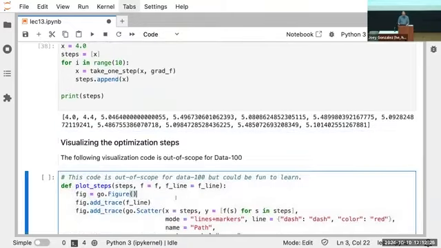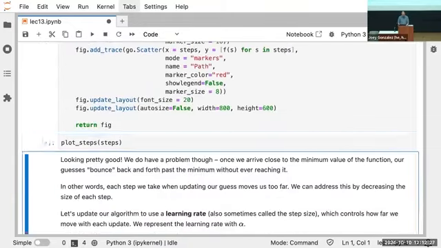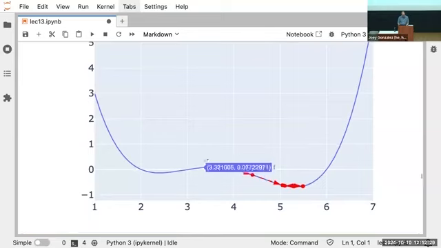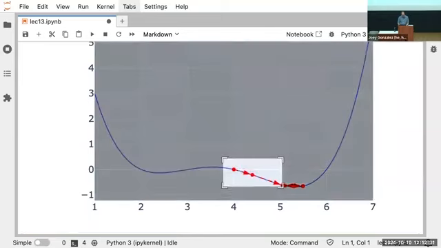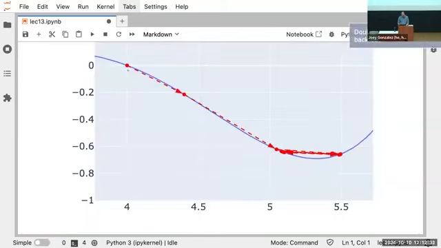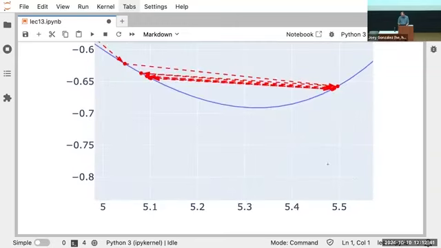But let's draw a picture and see what that looks like. Plot steps. There we go. Here's my algorithm. Zoom in. I guessed here, I took a step, and that's my next guess. I took another step, a little bit steeper, a bigger step. Now it'll get interesting. As I go, I jump over here, nope, jump back over here, nope, jump back over here. See a problem?